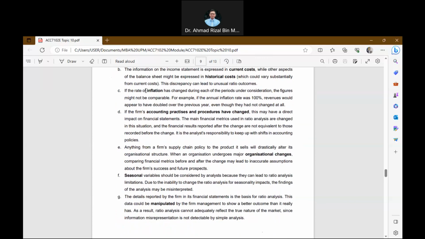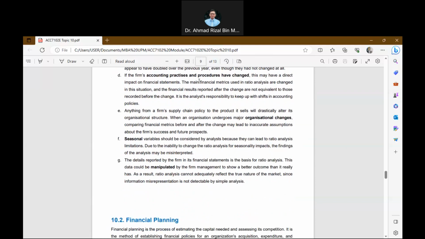And the other thing is that when we do a forecast, there's inflation that comes into the picture. Of course, if it's over 1 year, when we want to compare within a 2 year period, this effect may be negligible. But if we do it for a longer time period, we may need to take into account inflation. Then the accounting practices and procedures may have changed over time, so it may have an implication to the financial metrics being used in the financial statement. And organizational changes, such as the structure, the business and whatnot, may also change how you interpret the ratios.